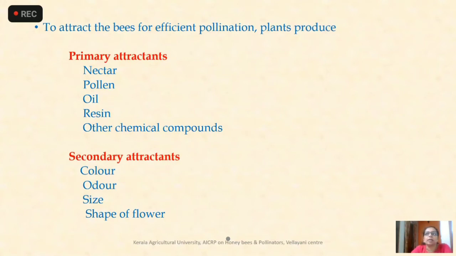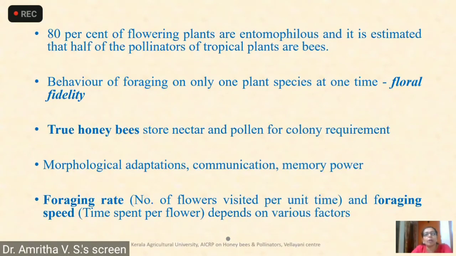The factors which attract them towards the plants are classified into two: primary attractants and secondary attractants. Primary attractants include nectar, pollen, oil, resin and other chemical compounds. The secondary attractants are the color of the petals, odor, and the size and shape of the flower. Size and shape is a very important factor, because the mode of foraging, and which type of bee visits which type of flowers, are determined by the size as well as the shape of the flower. One of the important behaviors of the bee is floral fidelity, that is, their behavior to forage only on one plant species.